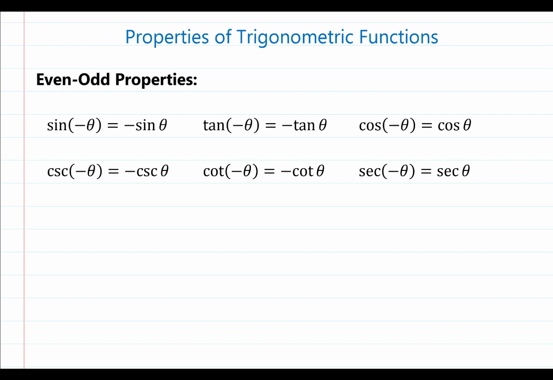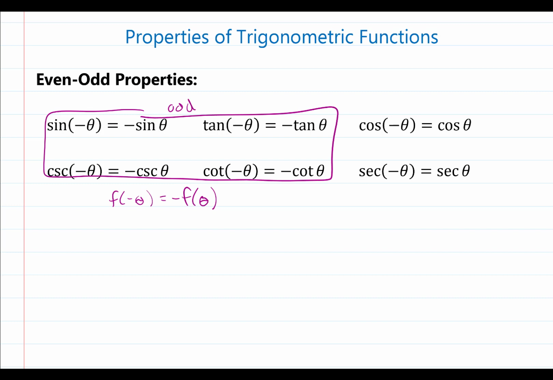Welcome back, mathematicians. In this video, we are going to look at the even and odd properties of the 6 trigonometric functions. Real quick review on even and odd functions. If f of negative theta is equal to negative f of theta, then the function is considered odd. The first 4 functions are odd, meaning these 4 right here, which include sine, cosecant, tangent, and cotangent.